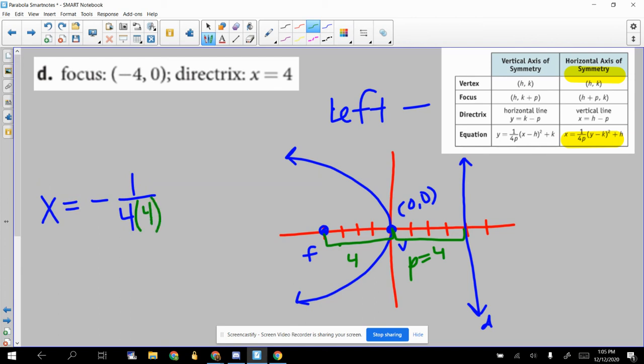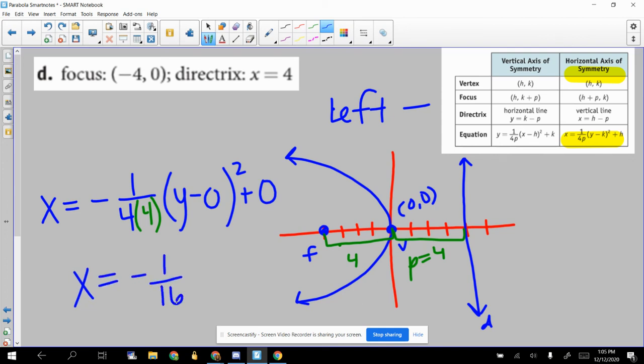And then again, be careful because now we want to write this as y minus, and again, your vertex is 0, 0, so we would put plus 0, plus 0. And so now let's go ahead and simplify, and we would write it as x equals negative 1 over 16, and then we could just write y squared. Okay, and that's your final answer.